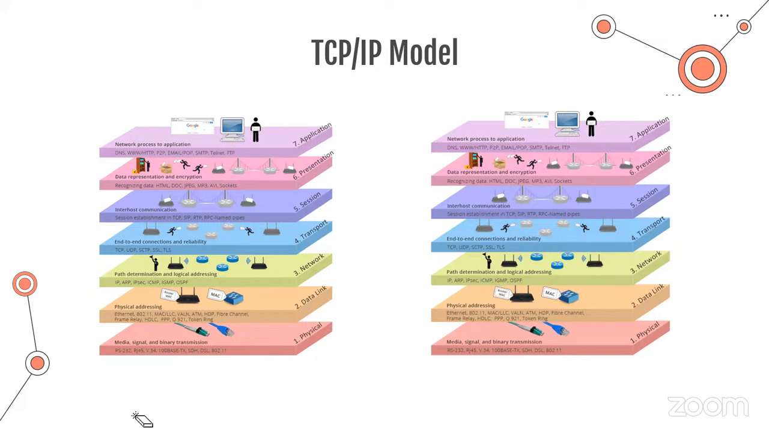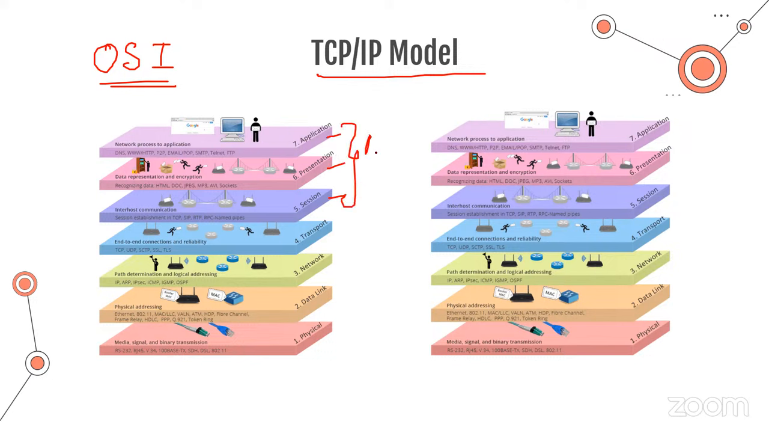We call it the TCP IP model, right? Now, the diagram that you see in front of you is not the exact TCP IP model, but this is called the OSI model. The difference between the OSI and TCP IP model is that layer 5, layer 6, and layer 7 are together called the application layer in the TCP IP model. We'll go through these layers one by one in the next few slides, so do not worry about what these are. This is just an example of what happens.